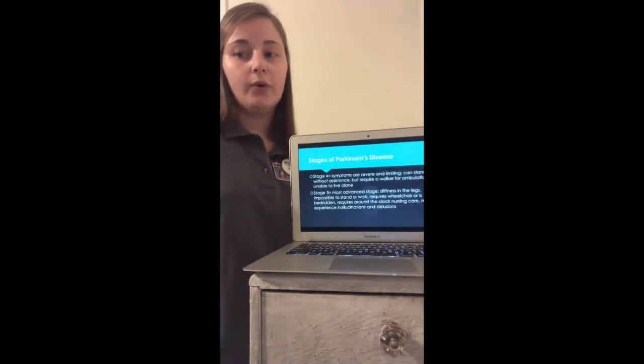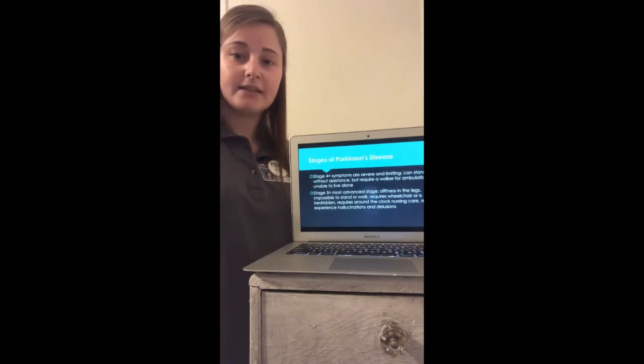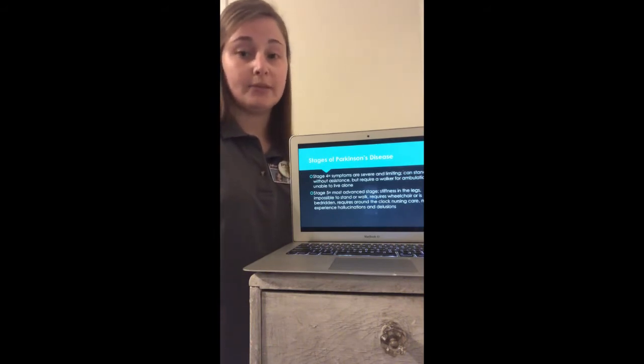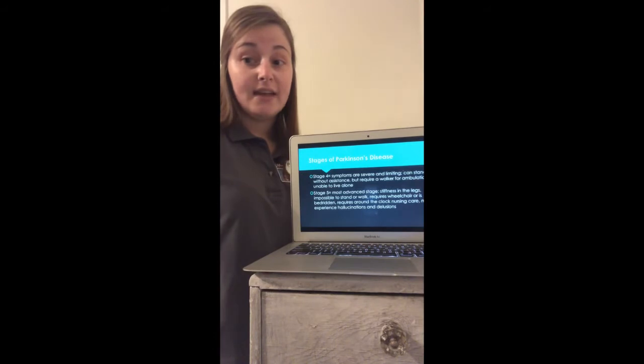So next, stage 4, the symptoms are severe and limiting. They can stand without assistance, but they need a walker for ambulation. They're unable to live alone because they're unable to fulfill daily activities. Stage 5 is the most advanced stage.